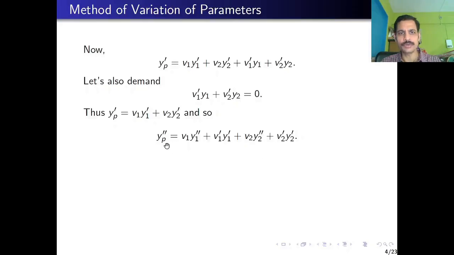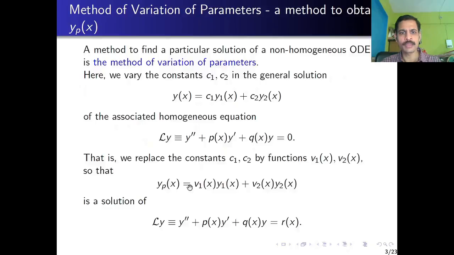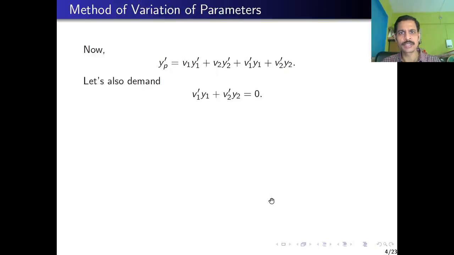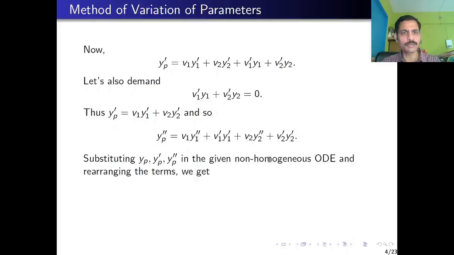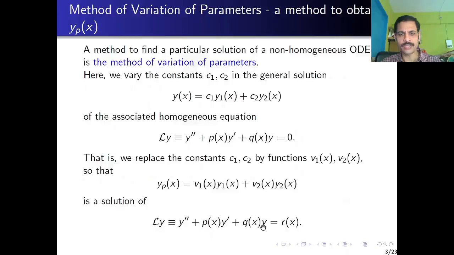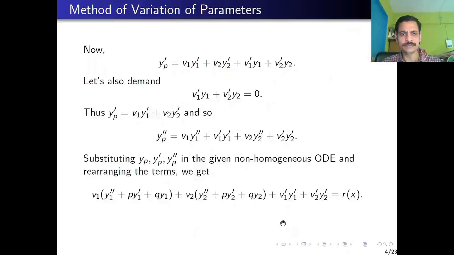We substitute yp'' and yp' in this equation, as well as we substitute y = v1 y1 + v2 y2. So here there are two terms, here there are two terms, and here there are four terms. So in total there will be 8 terms on the left hand side and 1 on the right hand side. So on substituting we get this: there are 8 terms on the left hand side and 1 on the right hand side.